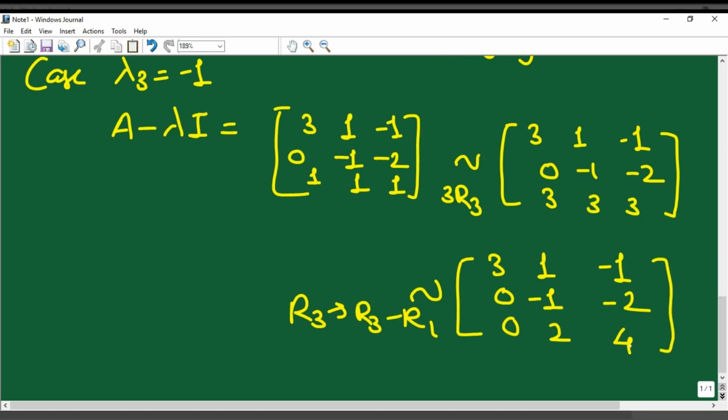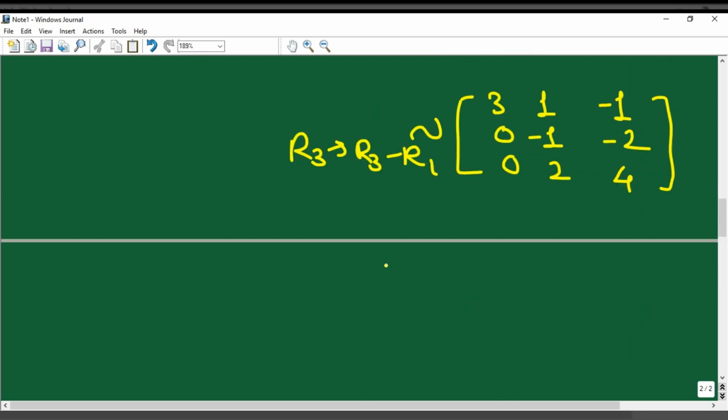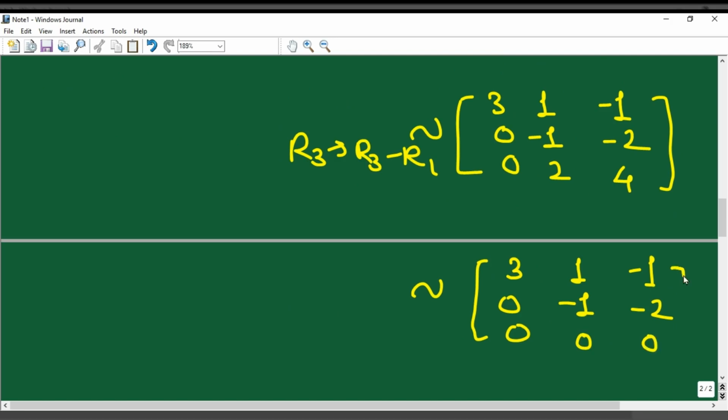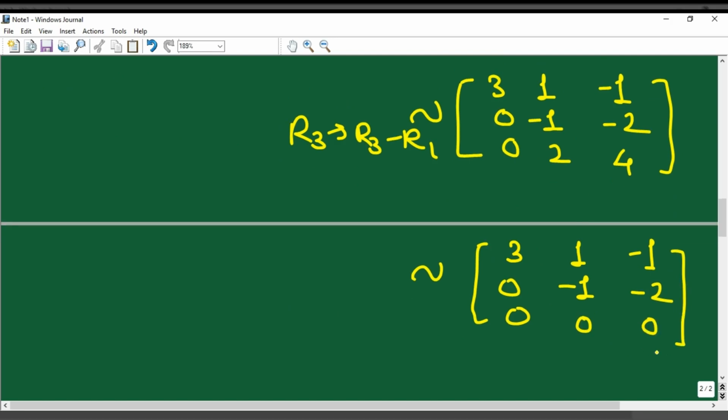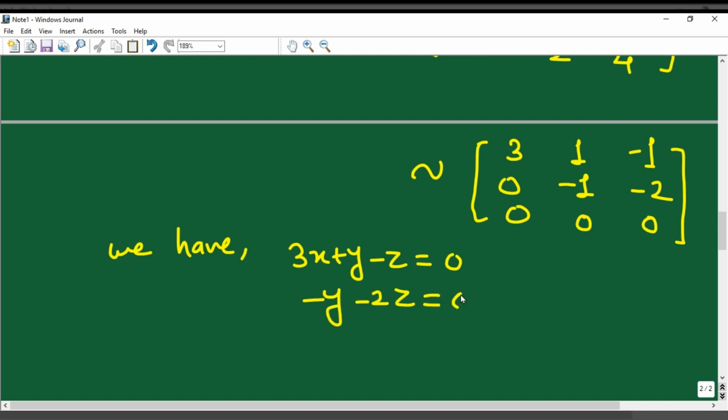Now you can easily observe that the second row and third row are scalar multiples of each other. So here 3, 1, minus 1; 0, minus 1, minus 2, and the last row is going to vanish, and this is what we get. If you observe now, again the rank is 2, so a non-trivial solution we are going to get. So we have 3x plus y minus z equal to 0, and minus y minus 2z equal to 0.